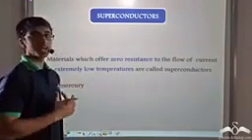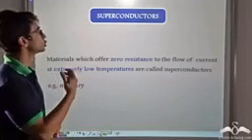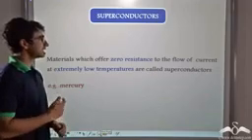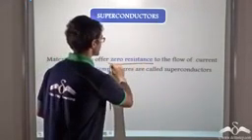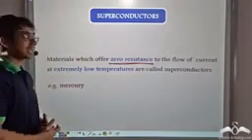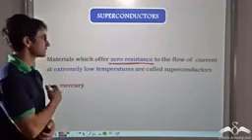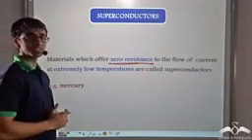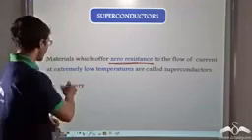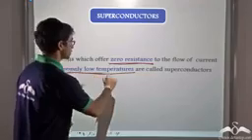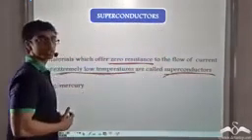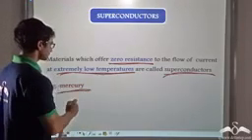Now there is a certain other class of materials which are known as superconductors. So what are superconductors? Superconductors are materials which offer zero resistance to the flow of current at extremely low temperatures, and these are known as superconductors. So these extremely low temperatures are obtainable at around minus 100 to minus 150 degrees Celsius. At these extremely low temperatures, we obtain superconductors. So an example of superconductor is mercury.